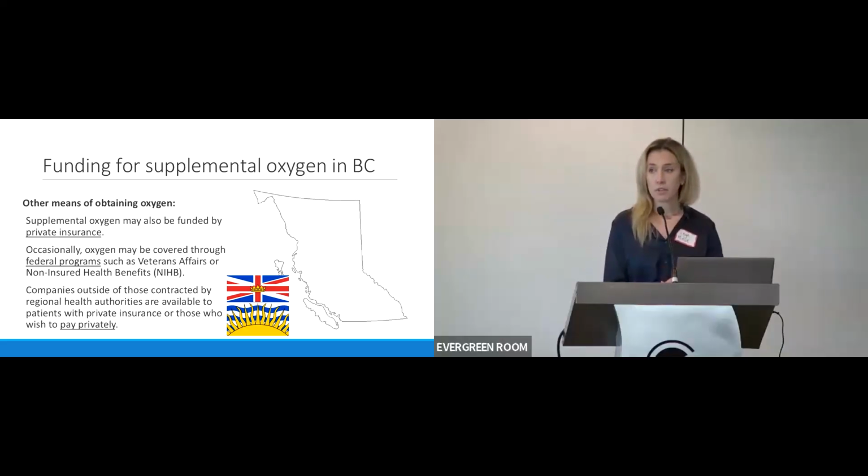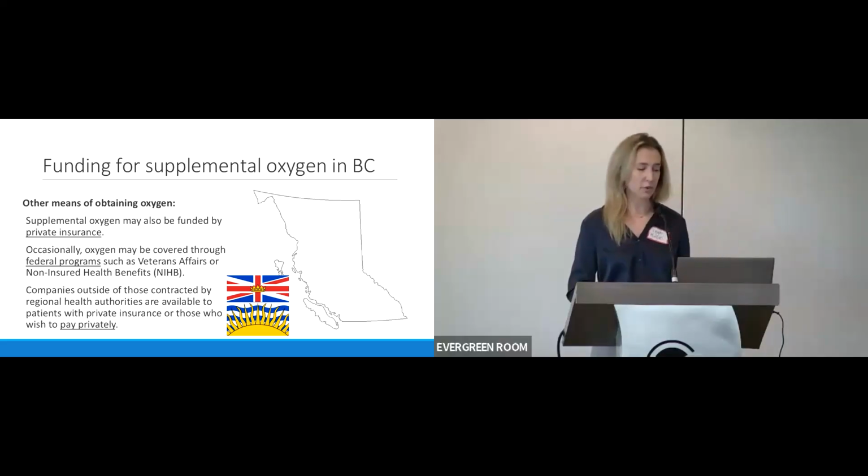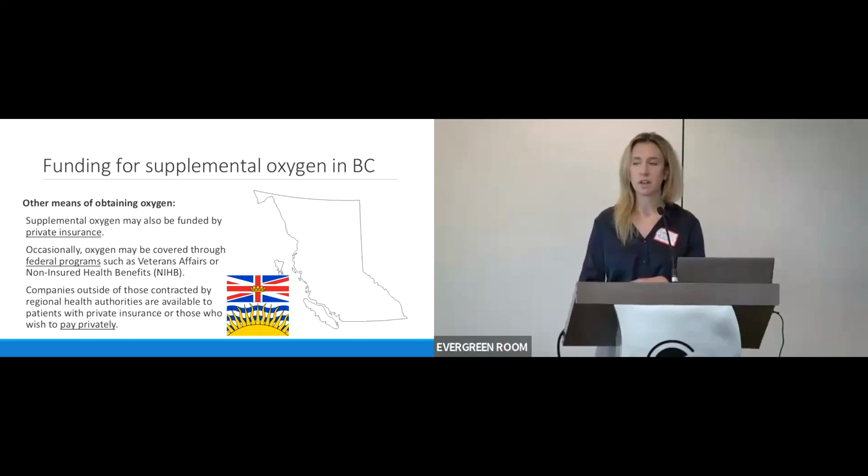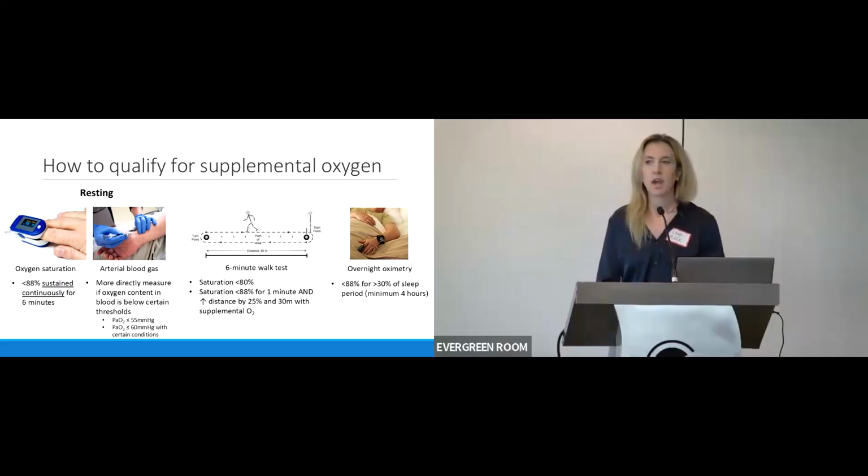There's some other ways you can get oxygen, too, if you don't go through the province. Your private insurance may fund it. You may have some degree of funding for a portable oxygen concentrator. Oxygen may also be funded by certain federal programs if you apply. And companies outside of those companies that I listed are also available if you apply privately, if you have some insurance as well. So how do we qualify?